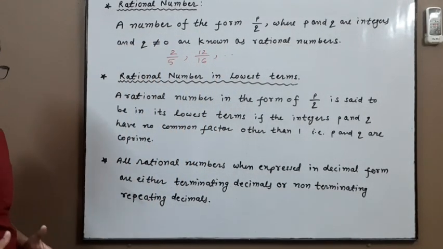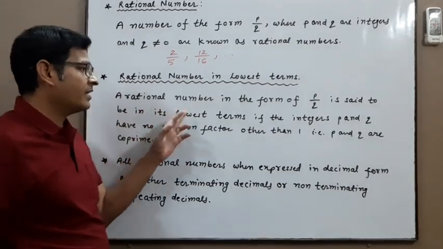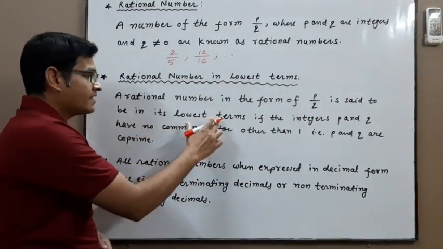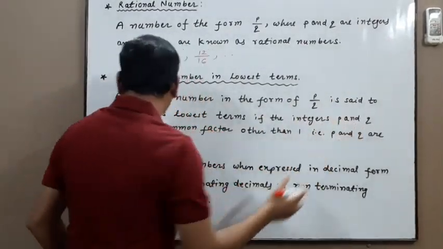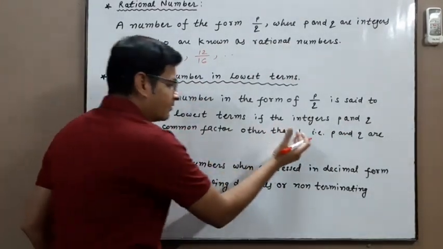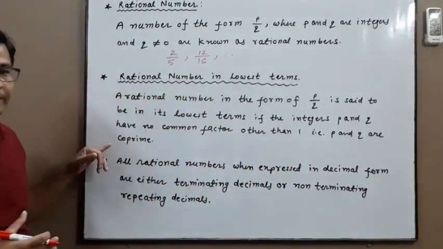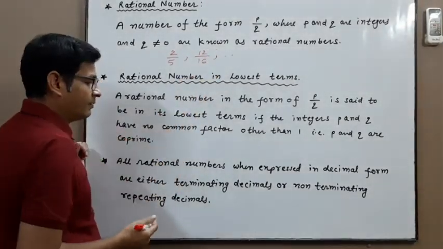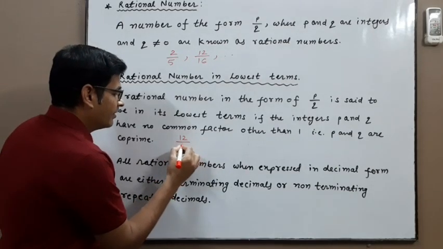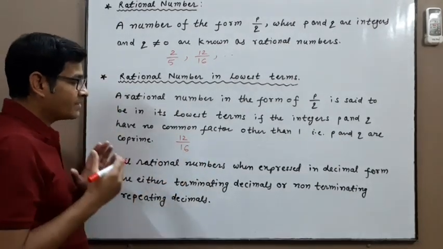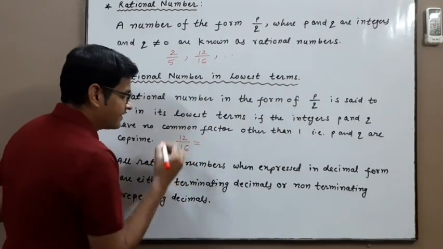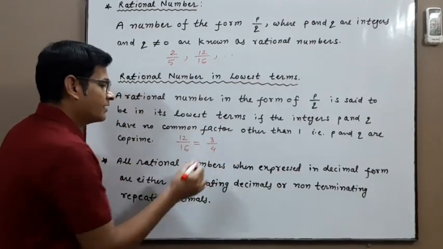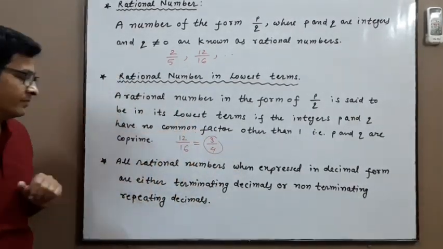Rational number in lowest terms. A rational number in the form of p by q is said to be in its lowest terms if the integers p and q have no common factor other than 1. That is, p and q are co-prime, meaning there is no other common factor. 12 by 16 is a rational number, but this number is not in lowest terms. So simplify. 12 by 16 can be written as 4 3s are 12 and 4 4s are 16. So 3 by 4 is its lowest term.